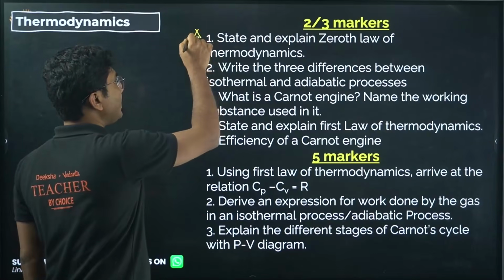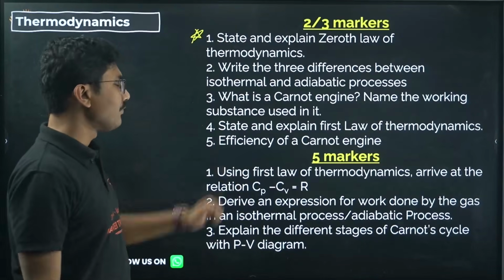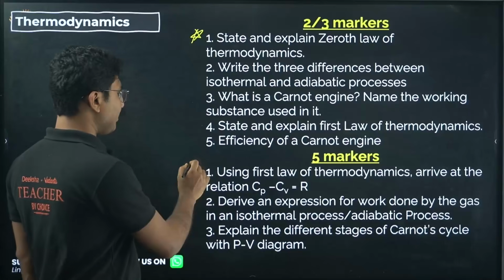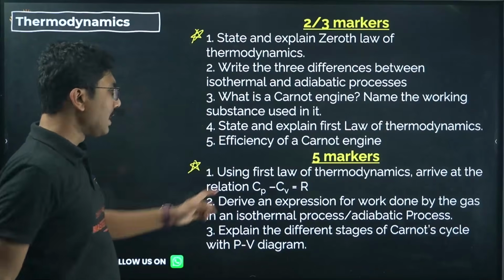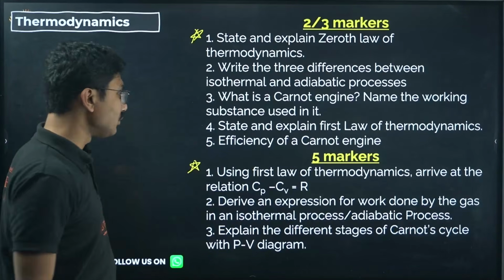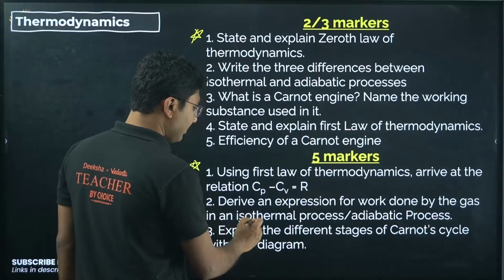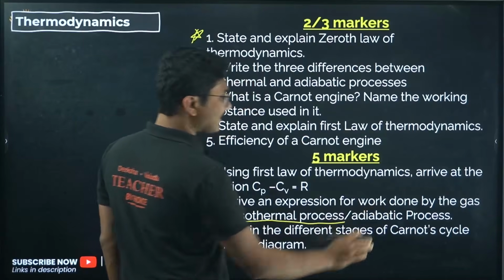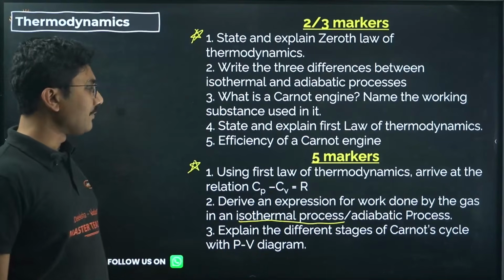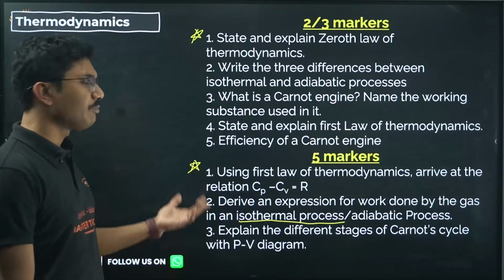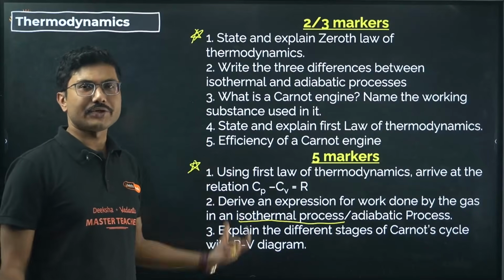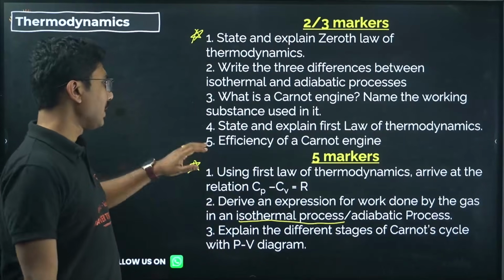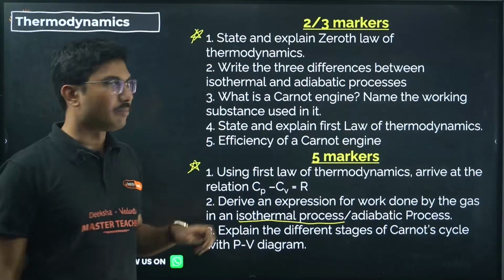Now out of this, a very, very important question: using first law of thermodynamics, arrive at the relation Cp minus Cv. This is very important. Derive an expression for work done by an isothermal process. Isothermal is very, very important. Adiabatic you can skip. Explain the different stages of a Carnot cycle using a PV diagram. So this is a descriptive question, might come, may not come. But Cp minus Cv is very, very important.